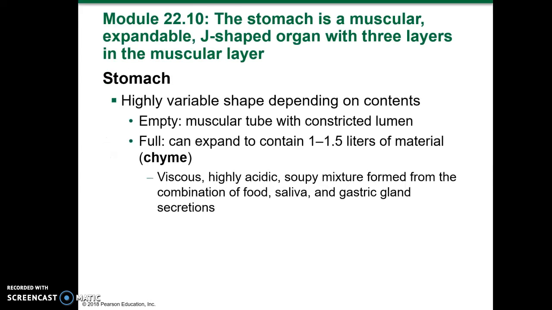Moving deeper into the system, let's talk about the stomach. It's a muscular, expandable, J-shaped organ, with 3 layers in the muscular layer. The stomach is highly variable in its shape depending on the contents. When it's empty, it's a muscular tube with a constricted lumen. When it's full, it can expand to 1 to 1.5 liters of material, which we call chyme. It's a viscous, highly acidic, soupy mixture formed from the combination of food, saliva, and gastric gland secretions.